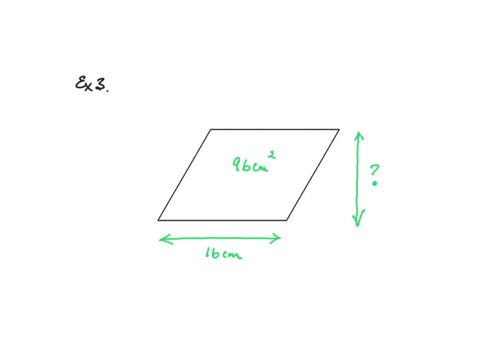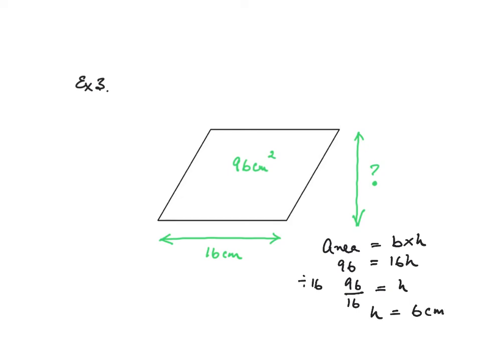Let's start off with the formula. So area equals base times the height. We know the area is 96, the base is 16, and we can just leave the height as h. So divide by 16 to get h on its own. 96 over 16 equals h, and a simple calculation gives us the answer. H equals 6 centimeters.